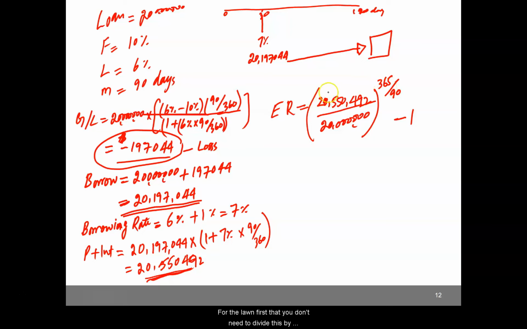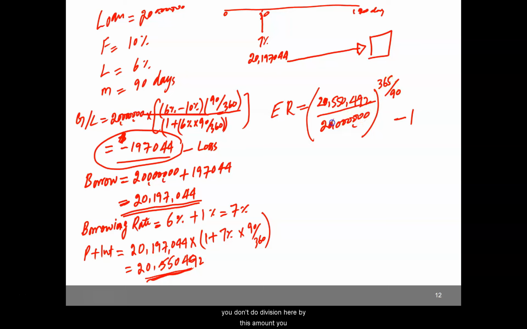return for the loan. First, that you don't need to divide this by 20.197044. The effective borrowing rate will be calculated based on the original loan amount here, that is 20 million. And the second thing that you have to be careful about is that because it's an effective rate, you will always be using 365 here, not 360, and you don't multiply this, you raise it to the power 365 by 90. So these are two important points to note here.